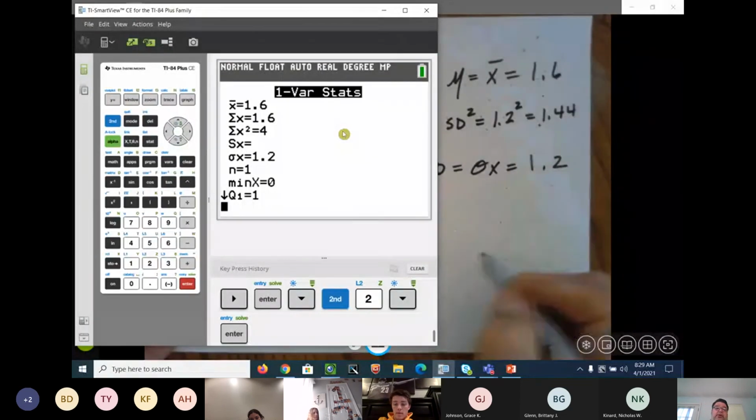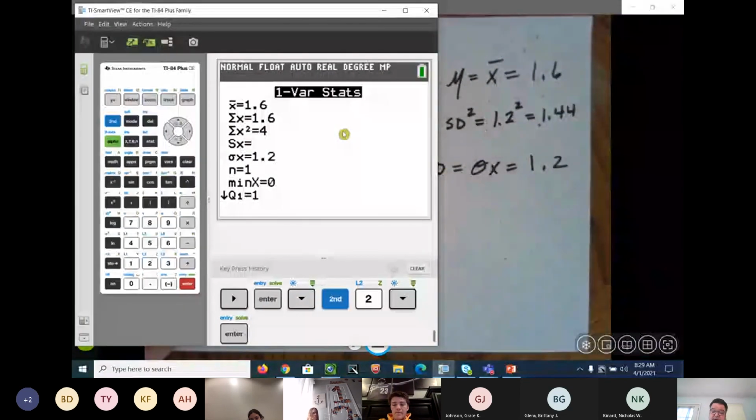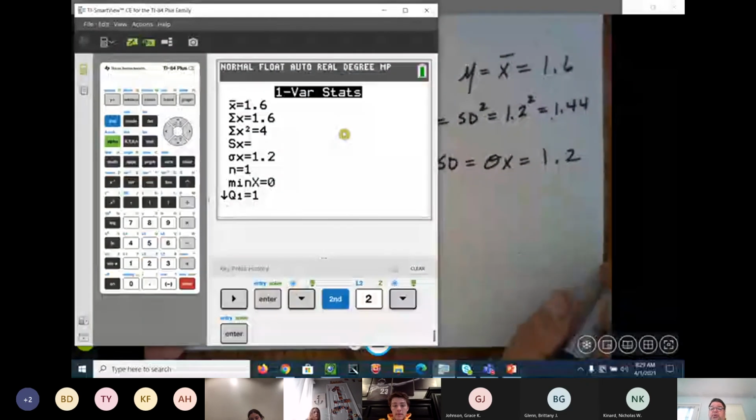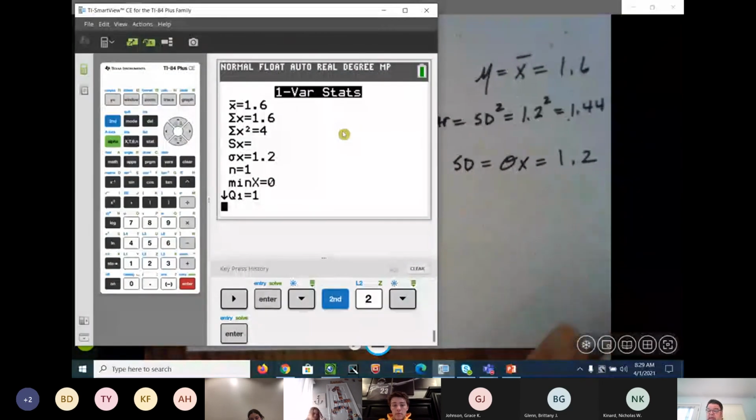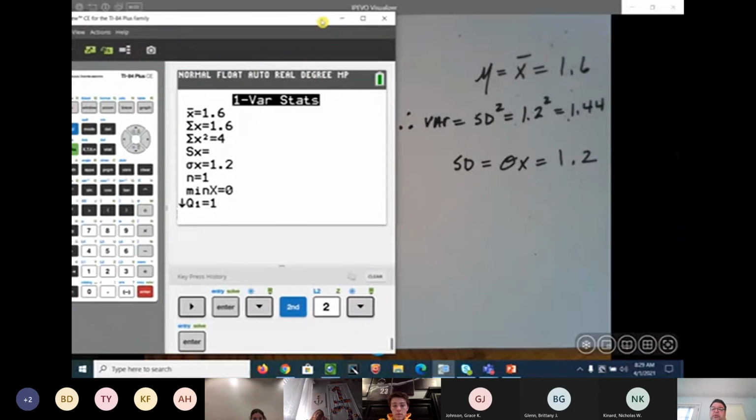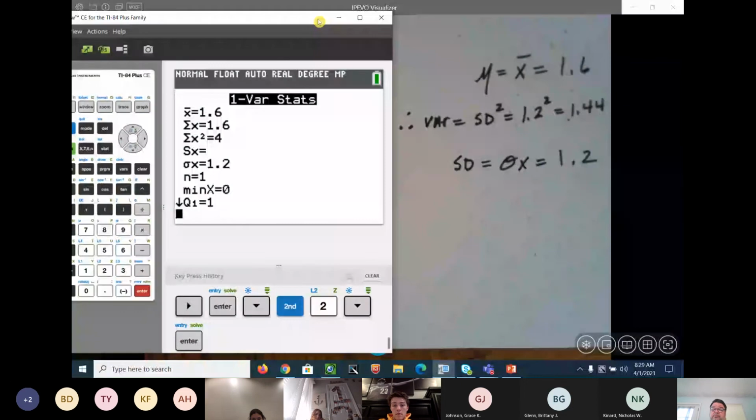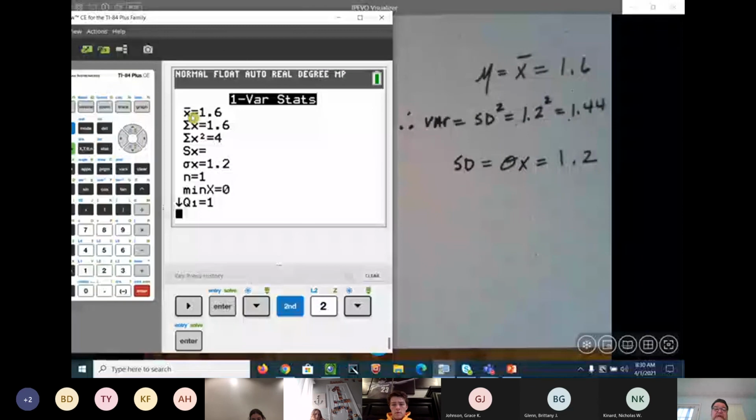Now, I wanted everybody to do that. I know it's right here. We got the answer. But I wanted everybody to put it in their calculator so they could actually see how to get the variance from the standard deviation. Which we went over back in chapter 3. But I wanted everybody to remember it, so you can actually get 2 out of the 3 from your calculator.